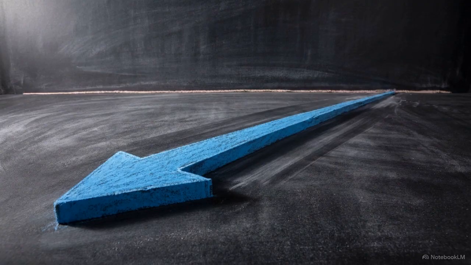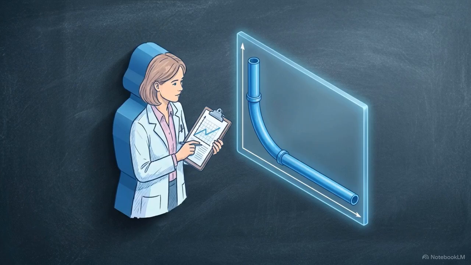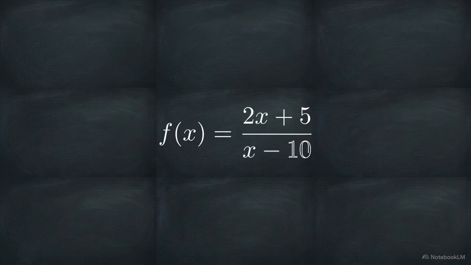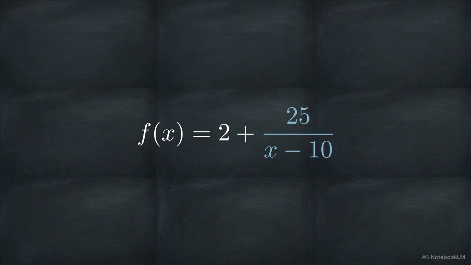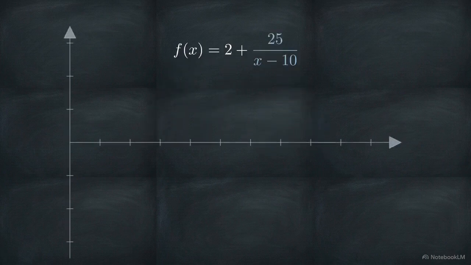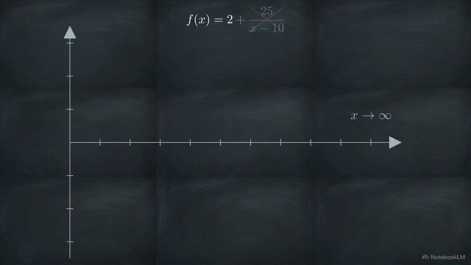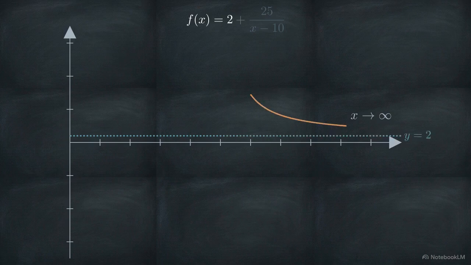Infinity describes a direction of unbounded growth, not an ordinary real number we can plug in. By using a limit, we guarantee the ultimate long-run behavior of the equation without having to calculate larger numbers forever. Let's look at this complex rational function. To understand its trajectory, we rewrite the algebra to separate out the fractional piece. As x grows without bound, that fraction shrinks completely to 0, leaving a horizontal asymptote of 2.